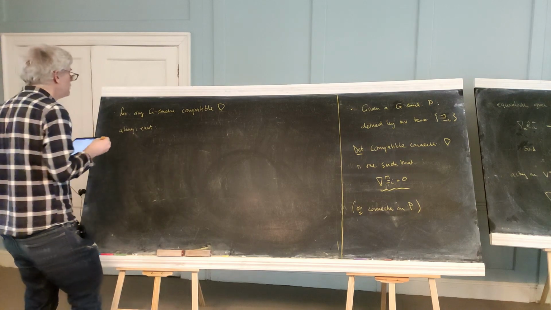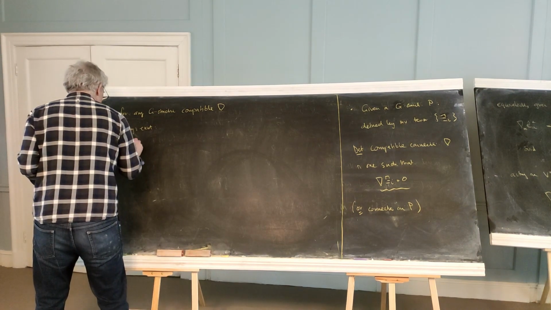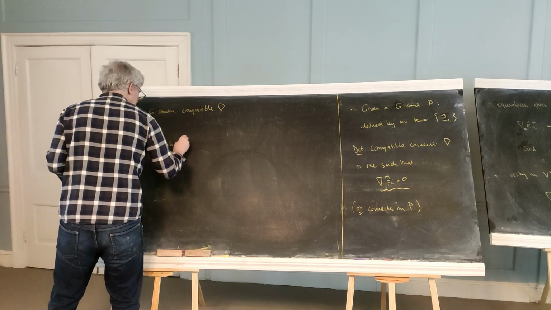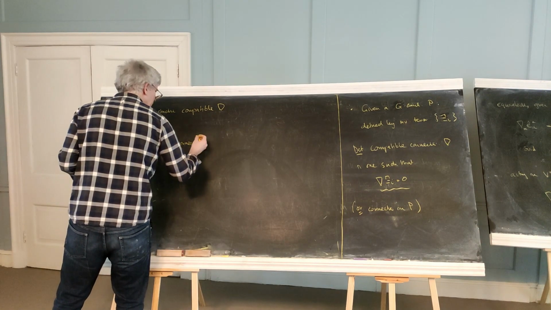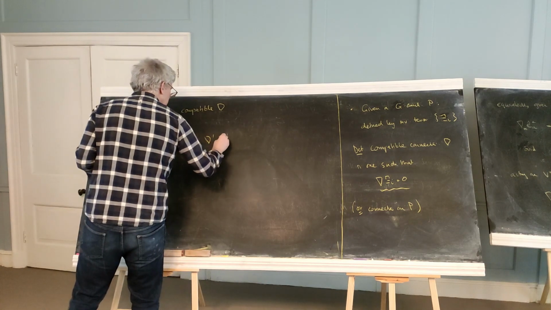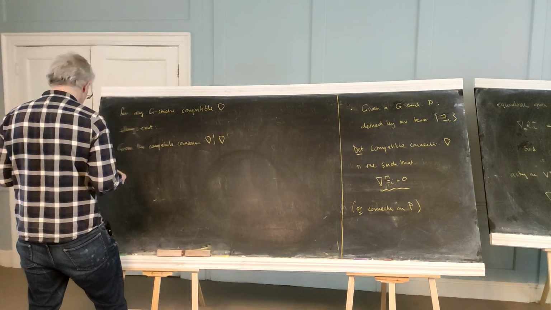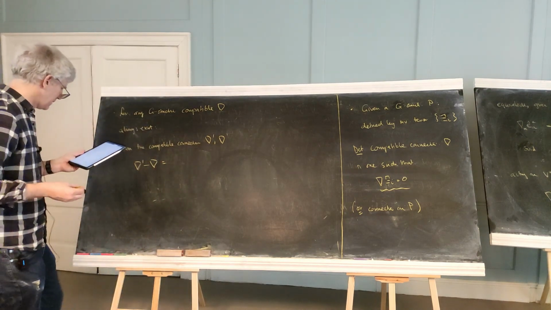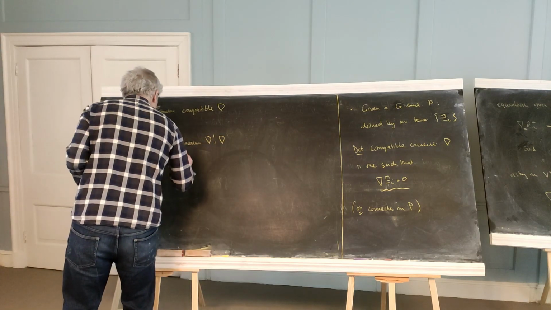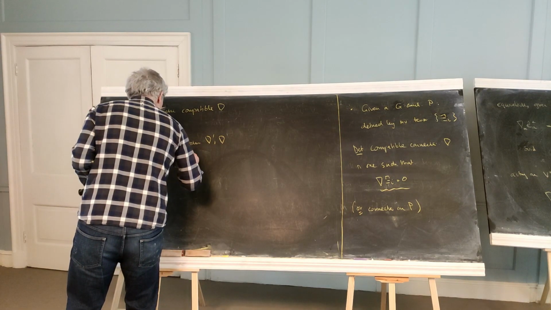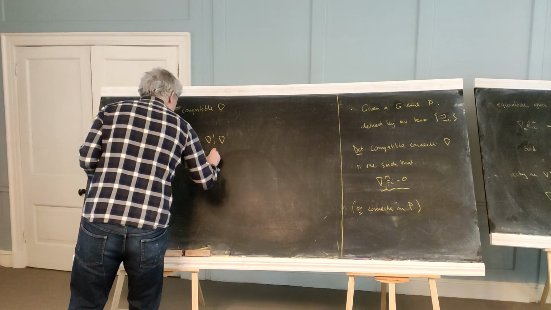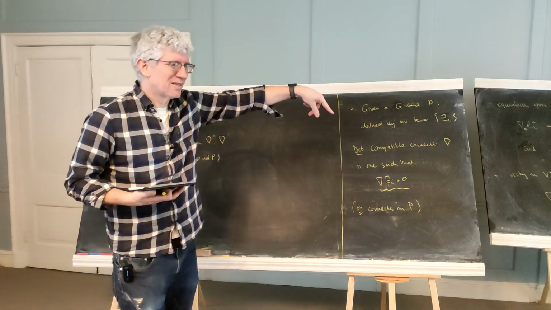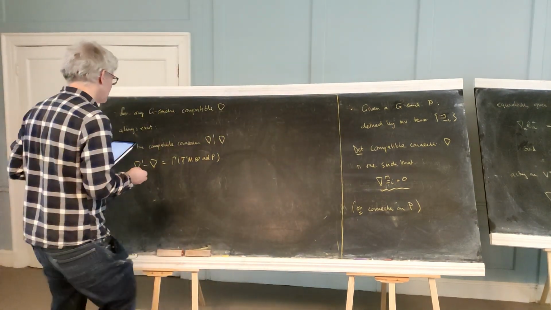And if I have two given compatible connections, there may be more than one. In general, there will be more than one. The difference between these two things is just going to be some tensor. It's just going to be some object that lives in T star M tensor ad P. Right? When I take the difference, I get rid of the derivative bit. So I just get something that's an honest tensor.